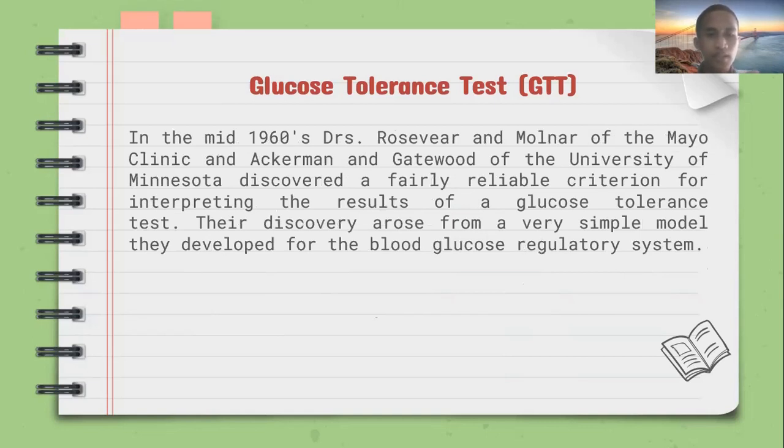Next, in the mid-1960s, Dr. Ackerman, Rosevear and Molnar of the Mayo Clinic, and Gatewood of the University of Minnesota discovered a fairly reliable criterion for interpreting the results of the glucose tolerance test. Their discovery arose from a very simple model they developed for the blood glucose regulatory system.